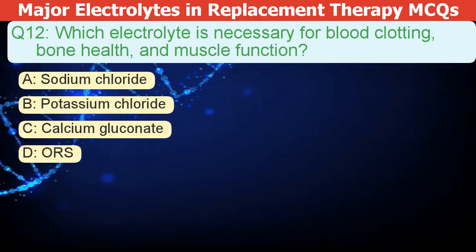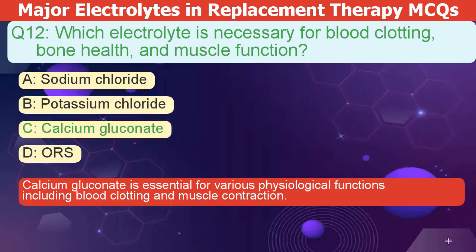Which electrolyte is necessary for blood clotting, bone health, and muscle function? A. Sodium chloride. B. Potassium chloride. C. Calcium gluconate. D. OS. The correct answer is C. Calcium gluconate is essential for various physiological functions, including blood clotting and muscle contraction.